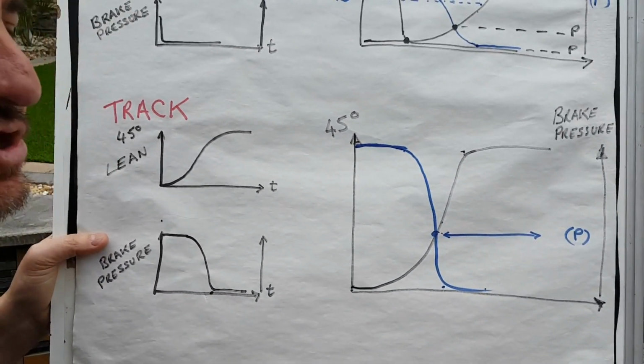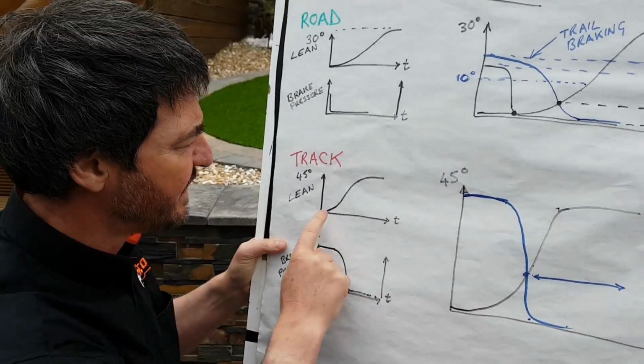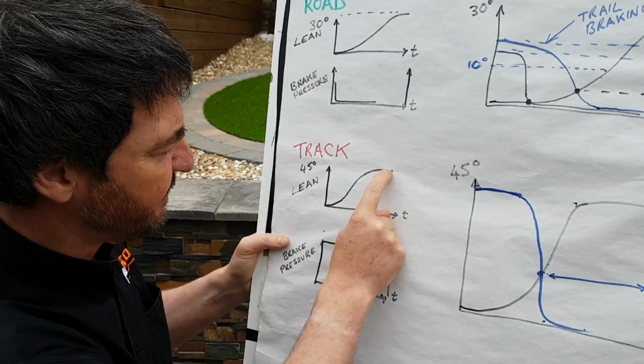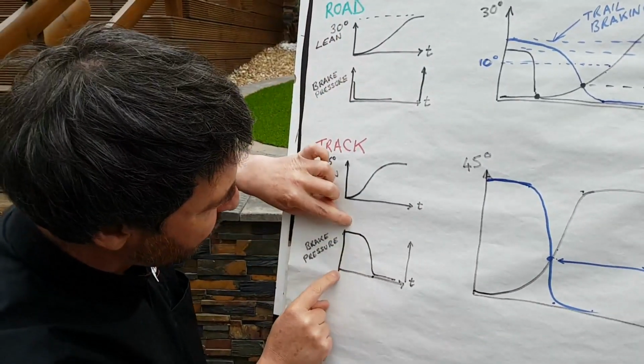The road rider makes a smooth, slow transition generally. The track rider makes a very quick, fast transition, so up to the 45 degrees. Let's look at the brake pressure.